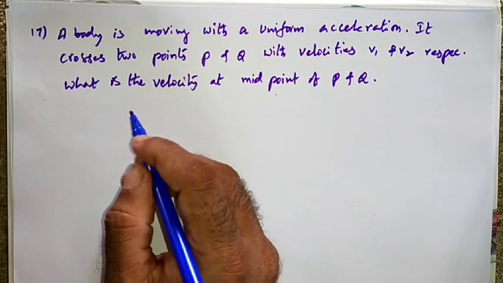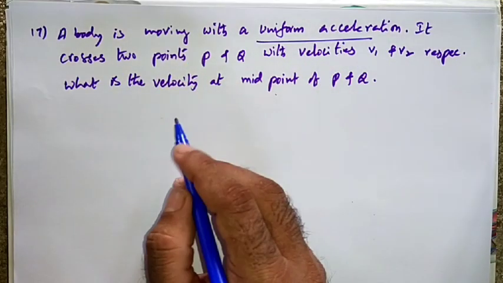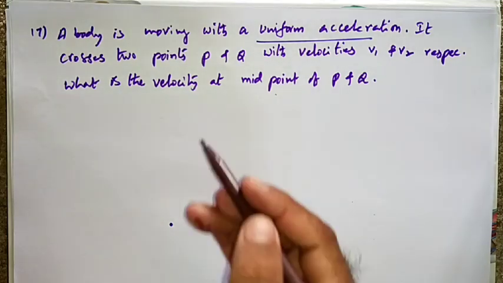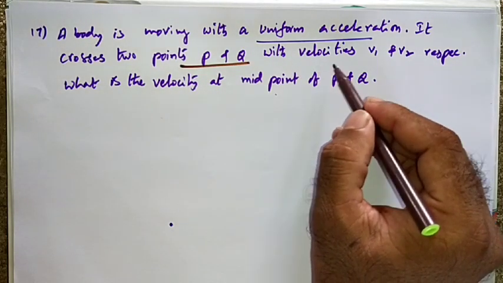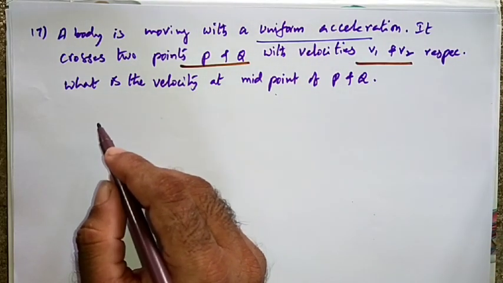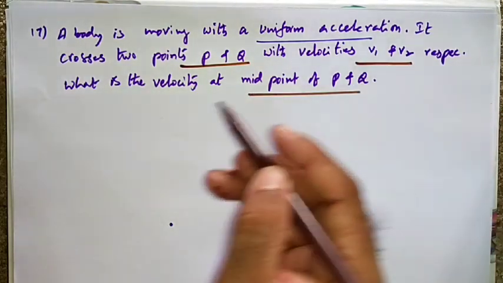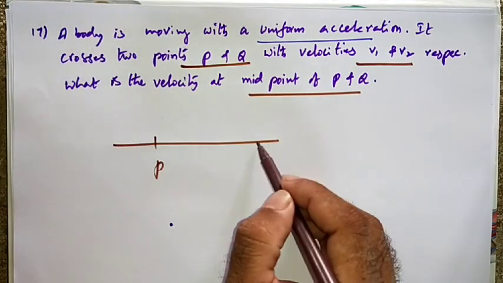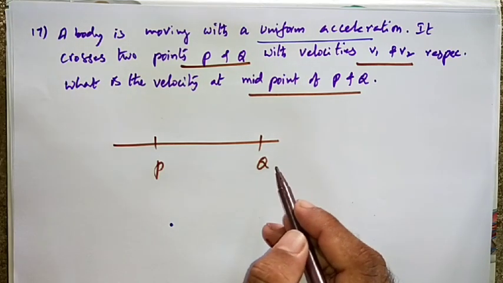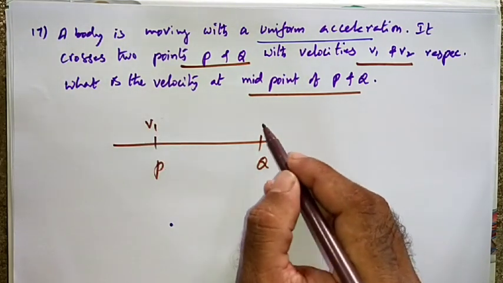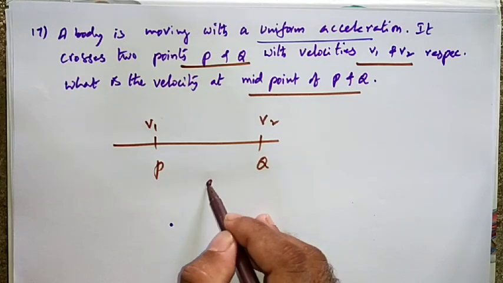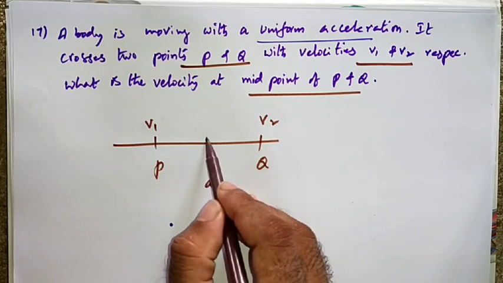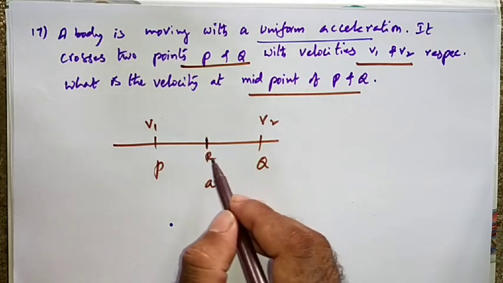Now see the last model in this. A body is moving with uniform acceleration. It crosses two points P and Q with velocities v1 and v2 respectively. What is the velocity at the midpoint of PQ? Let us see. A body is moving in this way. Here are points P and Q. At P velocity is v1, at Q velocity is v2. Its acceleration is uniform. Now I want to calculate the velocity at the midpoint. Let us take R.